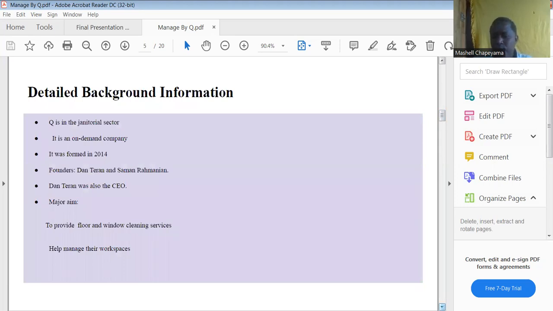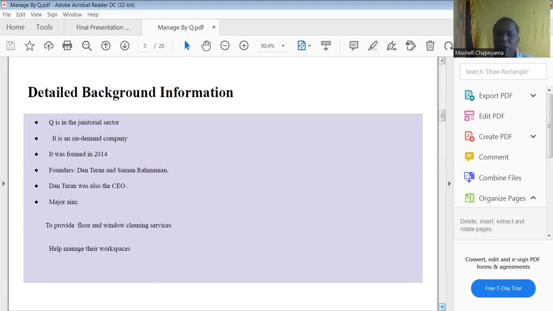Now let's look a little bit at the company itself, Q. Managed by Q can also be shortened into Q. Q is in the janitorial sector. In other words, it's in the commercial cleaning sector. It is an on-demand company. This means that if a company hires it, it should provide that service instantly. It should not take time.